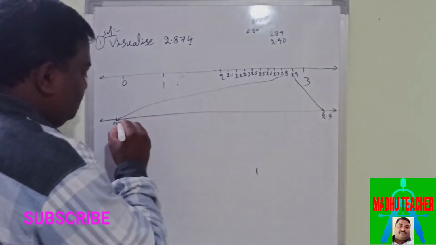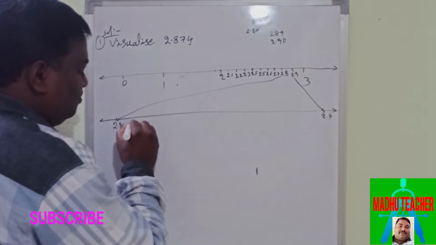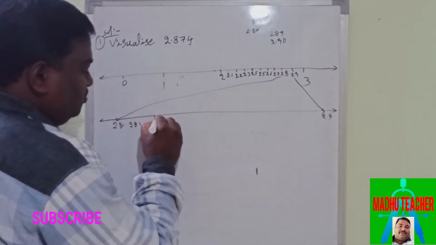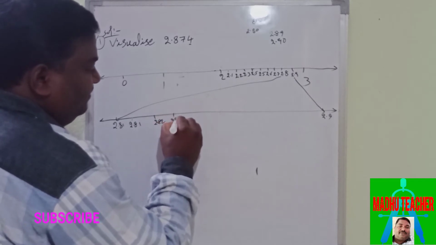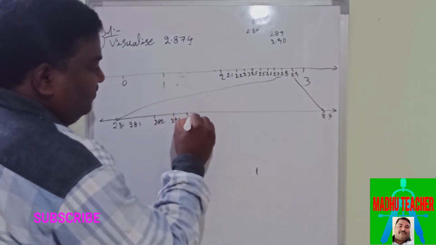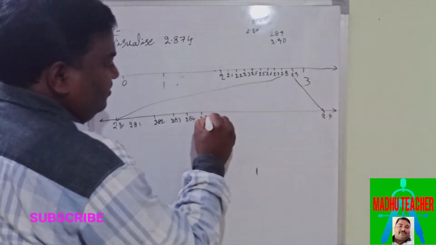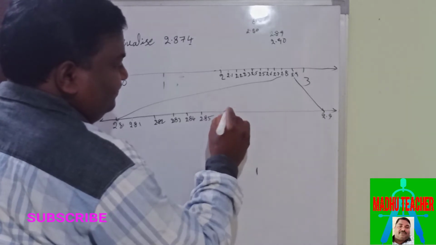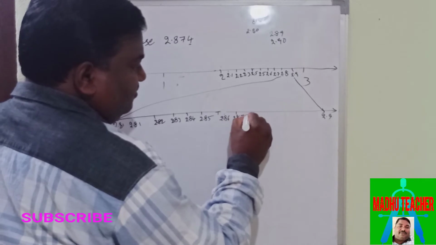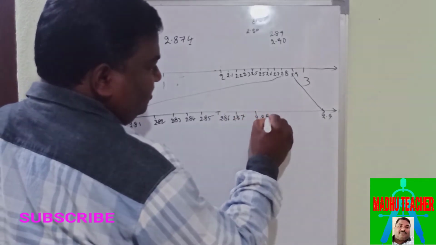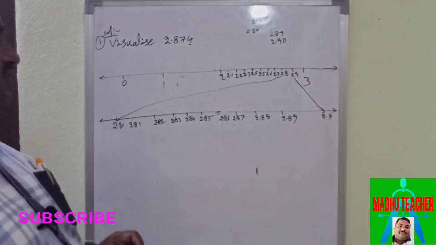So in between, 2.8 means 2.80. So 2.81, 2.82, 2.83, 2.84, 2.85, 2.86, 2.87, 2.88, 2.89 and it is 2.90.